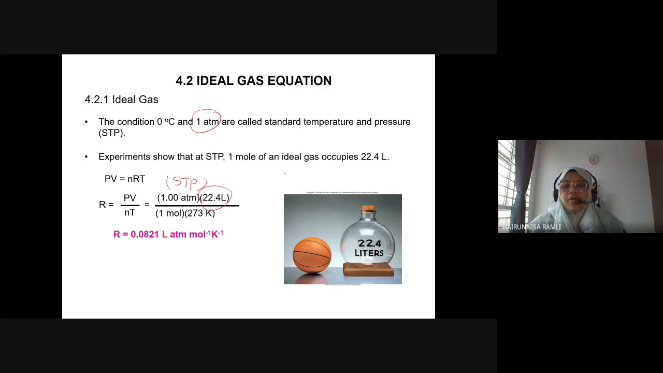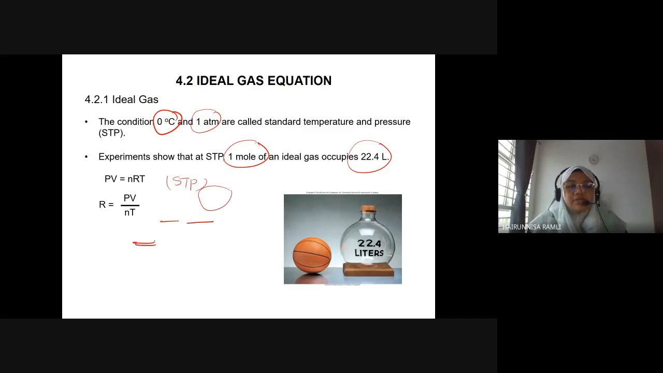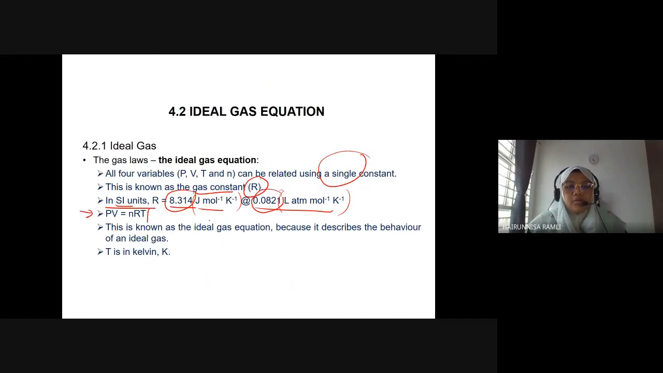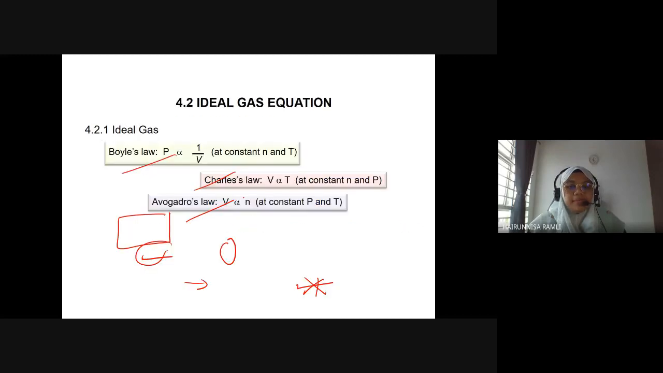Volume is 22.4 kat mana? Yang ini. Mole, untuk satu mol kan, STP, 273 is 0 degree Celsius. You masukkan all the value, you akan dapat this value. So inilah adalah value yang tadi saya tunjuk lah. Eh, jauh pula perginya. Ha, this one. 0.0821. Okay.